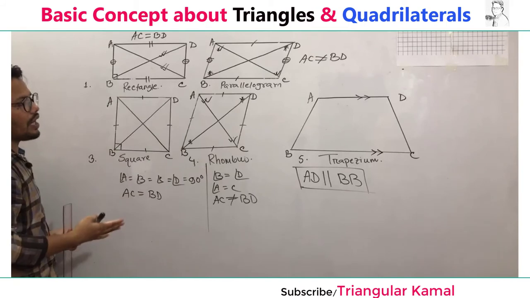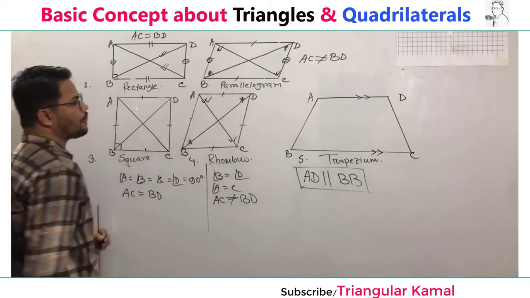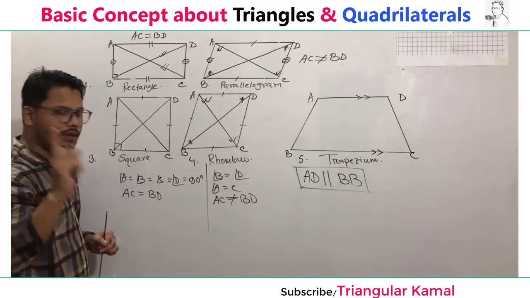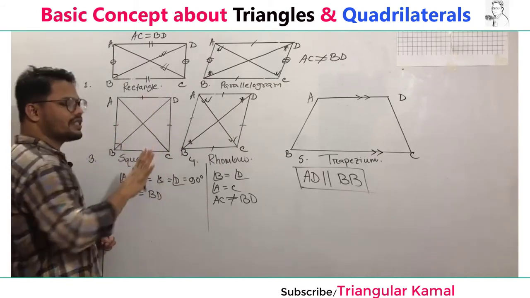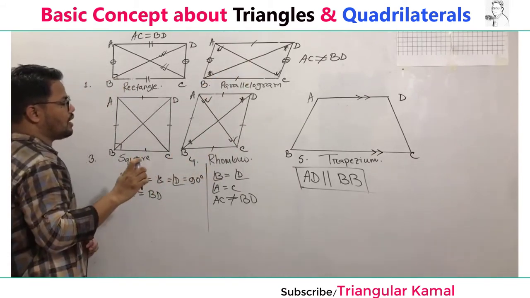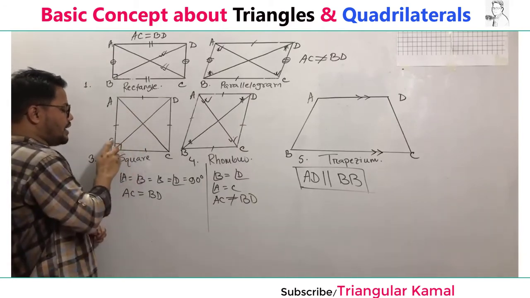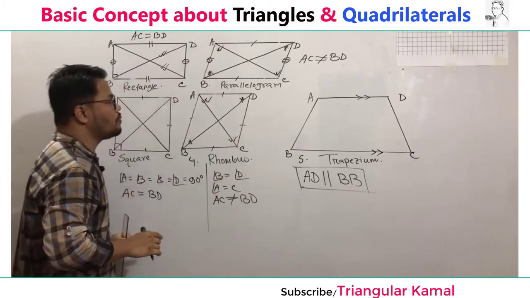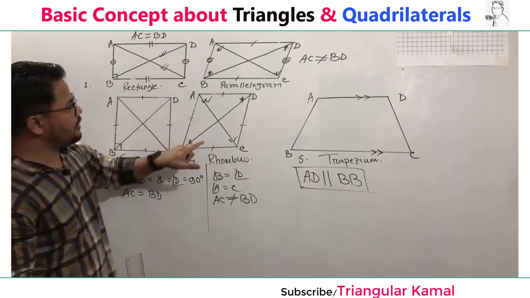Let me review again the difference between square and parallelogram. In the parallelogram, we see two opposite sides are equal and parallel, and here four sides are equal and opposite sides are parallel. So here only two opposite sides are equal and parallel, and there all four sides are equal and parallel. Here each angle must be 90 degrees. Here the angle is not mandatory to be 90 degrees.